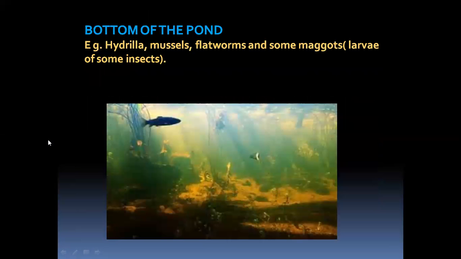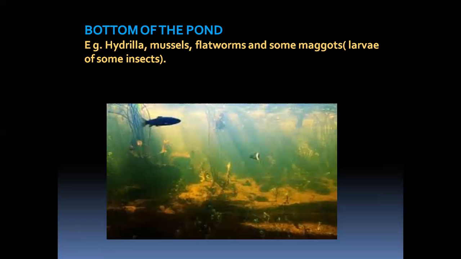Next, bottom of the pond. That means down. The light will be very less, very dark down there. So certain animals and plants only can live at the bottom of the pond. You can see the picture. Hydrilla plant, mussels, flatworms, and some maggots. What do you mean by maggots? It is nothing but the larvae of some insects. We call them maggots. You have to remember all these new words.